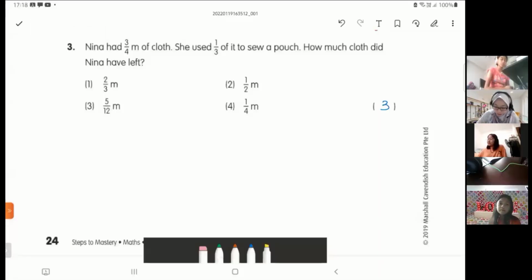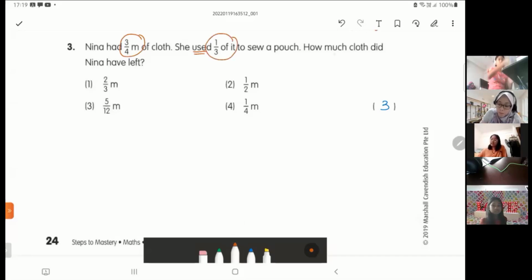Very good. Let's check. Nina had 3/4 meters of cloth. She used 1/3 of it to sew a pouch. How much cloth did Nina have left?